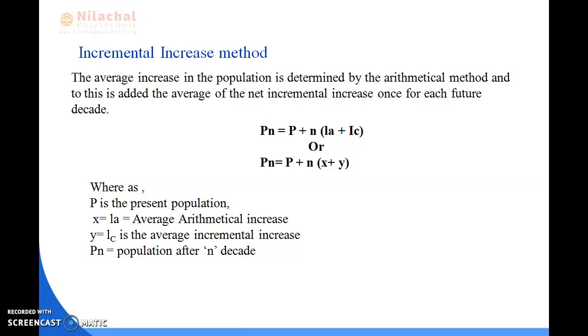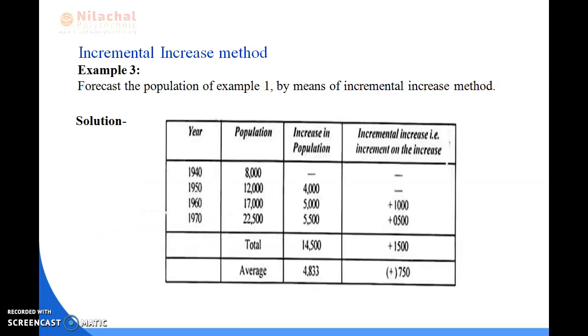So the next formula is Pn equals P plus n into (x plus y). We can take Ia as x, and Ic as y. So x equals the average arithmetical increase and y equals the average incremental increase. Now we will be doing the problems.